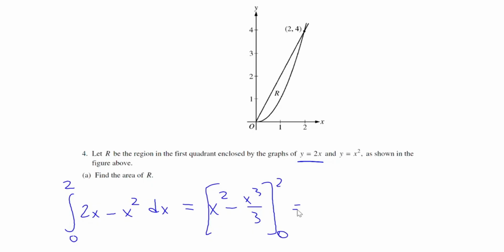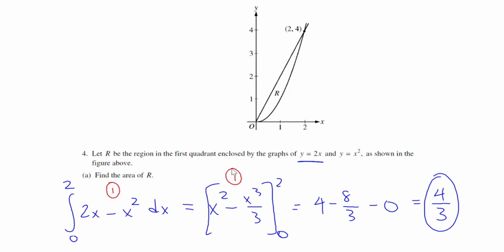But when you plug in 2, you get 4 minus 8 thirds. And when you plug in 0 to both of those, you just get 0. So 12 thirds minus 8 thirds is 4 thirds. And part A there was actually worth 3 points. 1 for the correct integrand, 1 for the correct antiderivative, and 1 for the final answer.